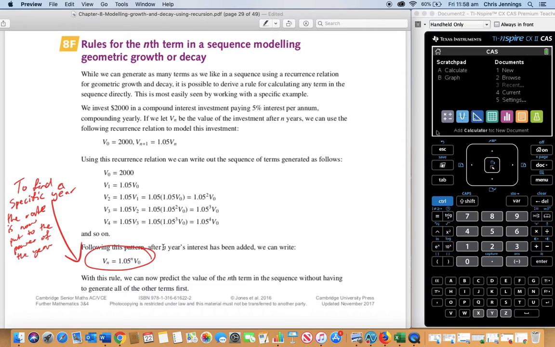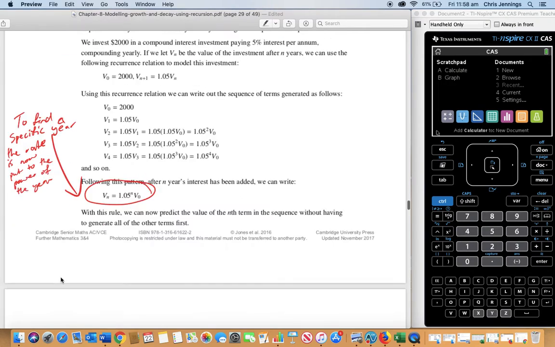Following this pattern, after n years interest has been added, we can write what I've just written here. To find a specific year, the rate is now put to the power of the year. So the difference is this. This is the same rule, but it can be rewritten like this. Vn, so you can find whatever year you want, equals 1.05, which is that 1.05 from here, to the power of n. So if it said the fourth year, I'll put a 4 there, and times it by the initial amount. With this rule, we can now predict the value of the nth term in the sequence without having to generate all the other terms first, which is brilliant.